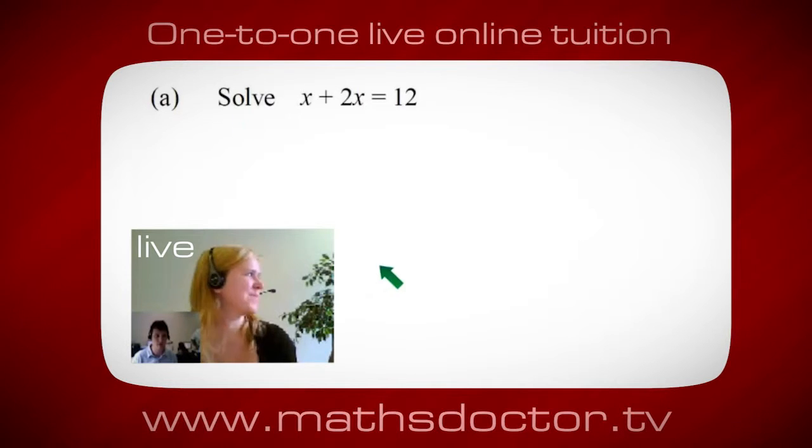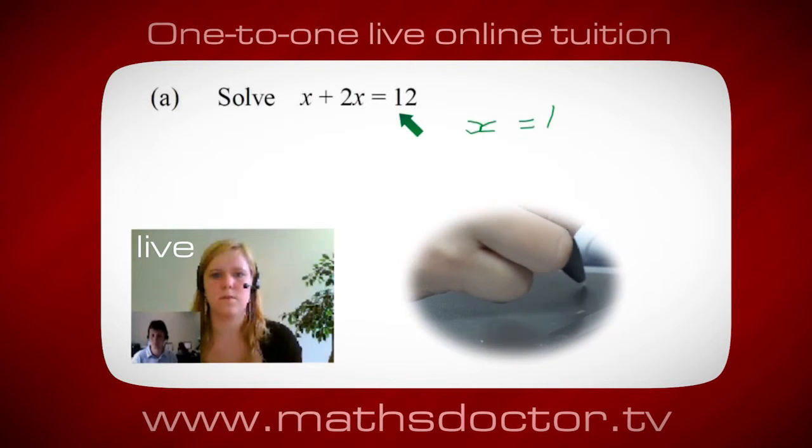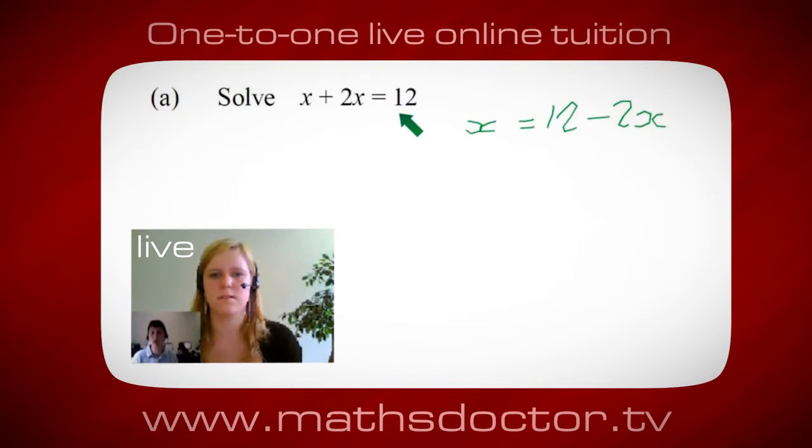Okay, Mary, so let's have a look at this one. So solve x plus 2x equals 12. So what do you think you do first? Okay, well, I want x on its own, so I would put x equals 12 minus 2x. Okay, so a lot of the time we want to get x by itself, but what we want to do first is get all of these x's together.